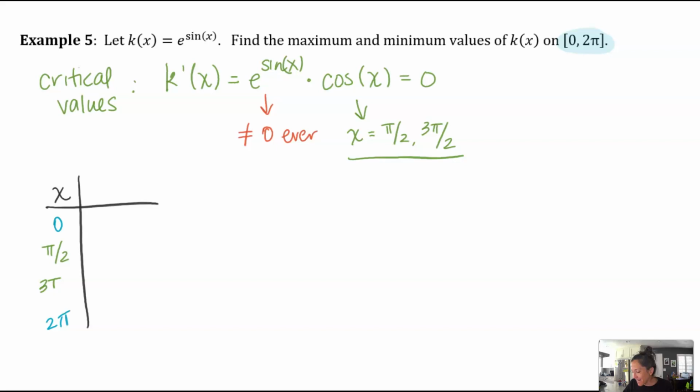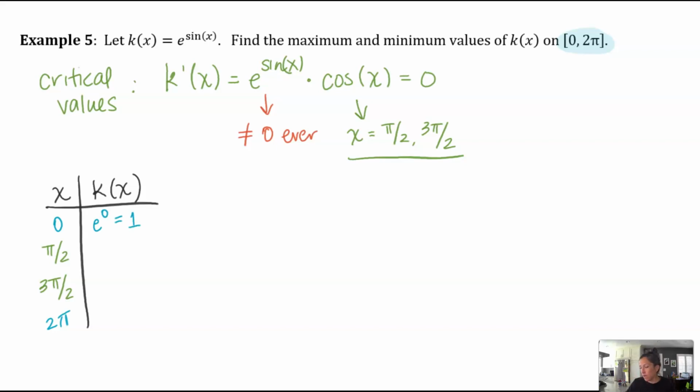If you're not excited by, like, "I wonder what the hell this graph looks like," I don't know. I can't help you, because this brings me joy. All right, we plug in 0. We get e to the sine of 0, which is sine of 0 is 0, so that's e to the 0, which is 1.